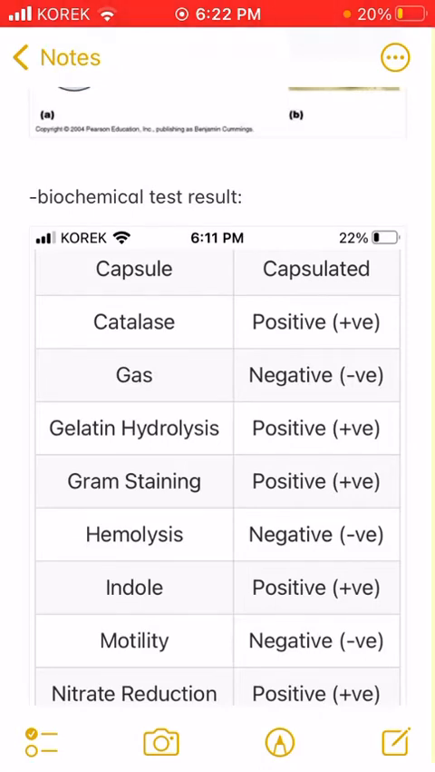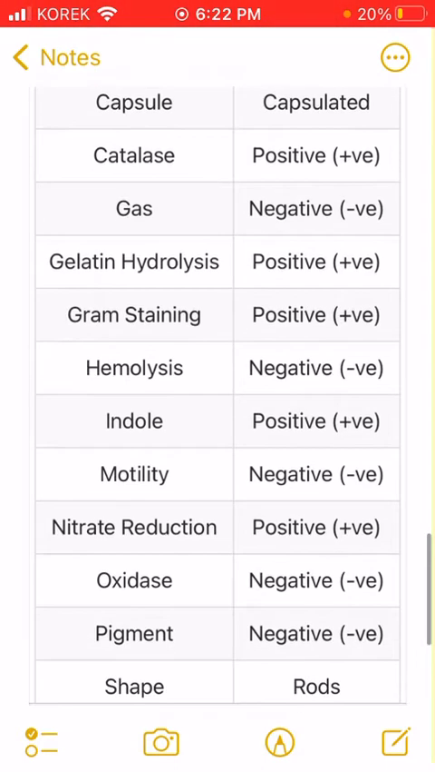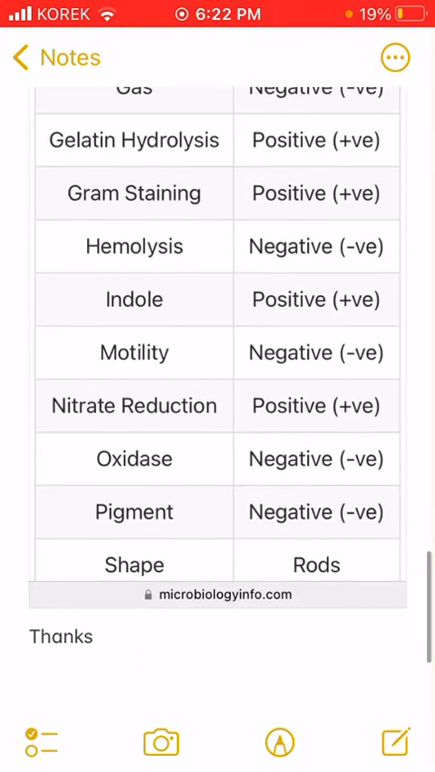But in bacteria such as E. coli, we have gas production. Gelatin hydrolysis is positive, so it means it's able to hydrolyze gelatin or break down gelatin. Gram staining is gram positive. What's the difference between gram positive and gram negative bacteria? The gram positive bacteria have more peptidoglycan, but the bacteria that are gram negative have less peptidoglycan. So that means gram-positive bacteria have thicker cell walls, but gram-negative bacteria have thinner cell walls.